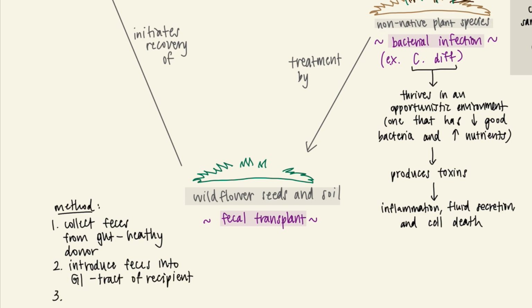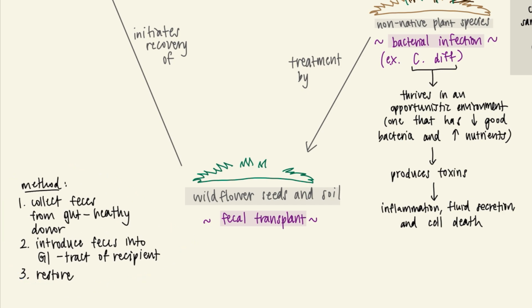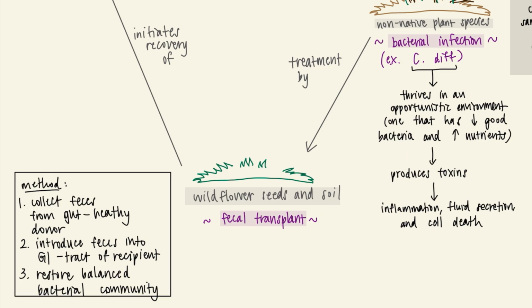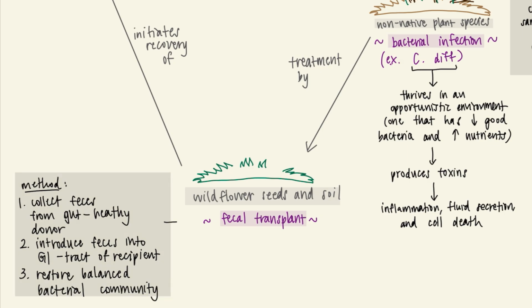A fecal microbiota transplant or stool transplant is a procedure where fecal matter from a healthy donor is transferred into the GI tract of a recipient. A stool transplant can initiate the restoration of a healthy gut microbiome by introducing a community of bacterial species back into the patient's gut.